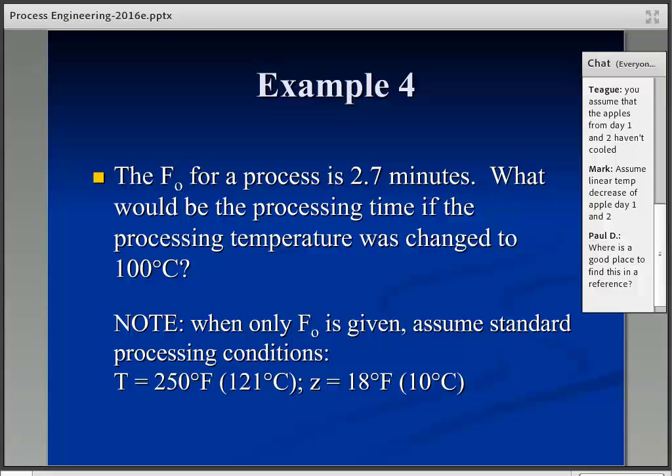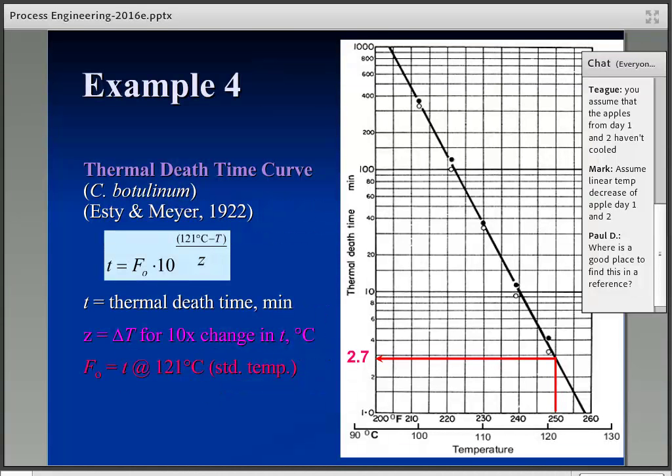Another example, we're given the F value for the process is 2.7 minutes, and what would be the processing time if the temperature was changed to 100 degrees C? And so here, just note, only F naught is given. No temperature for that is given, so we have to assume standard processing conditions, and that's 250 Fahrenheit or 121 C, and no Z value was given, so the standard value for Z we have to assume is 18 degrees F, 10 degrees C. Okay, so we'll do the problem based on that.